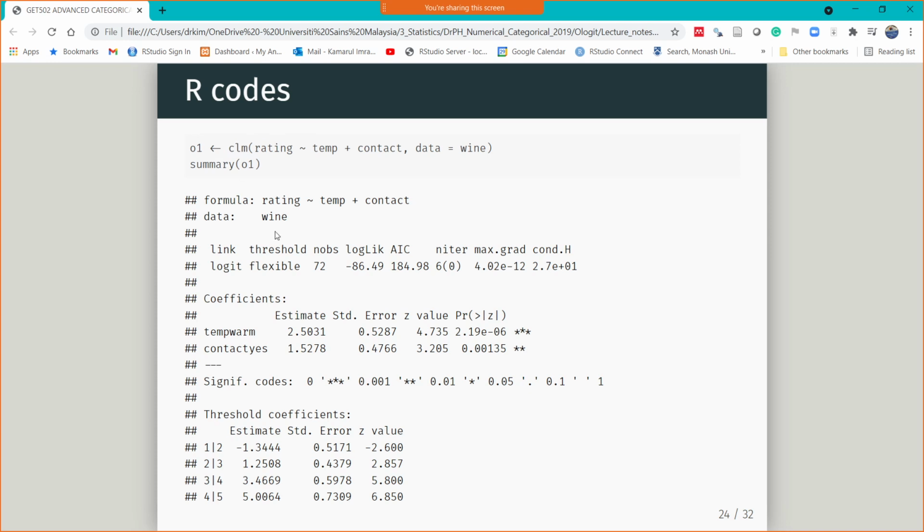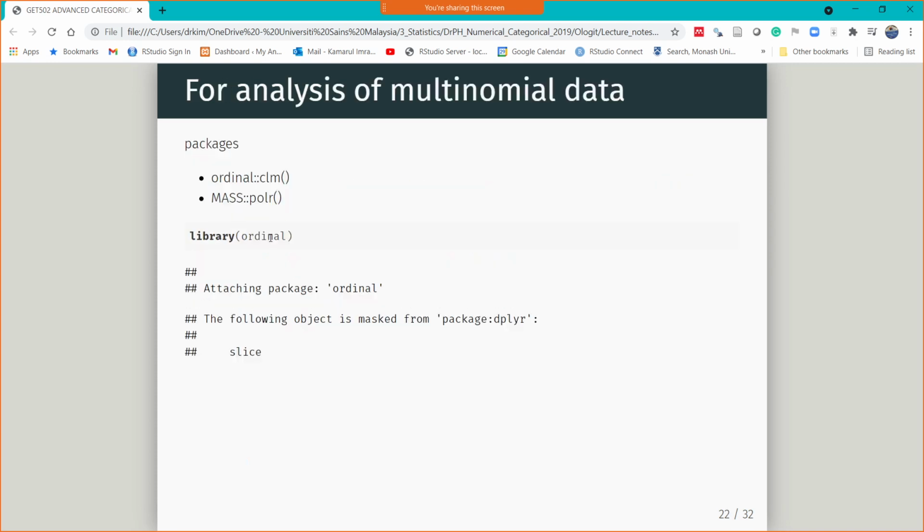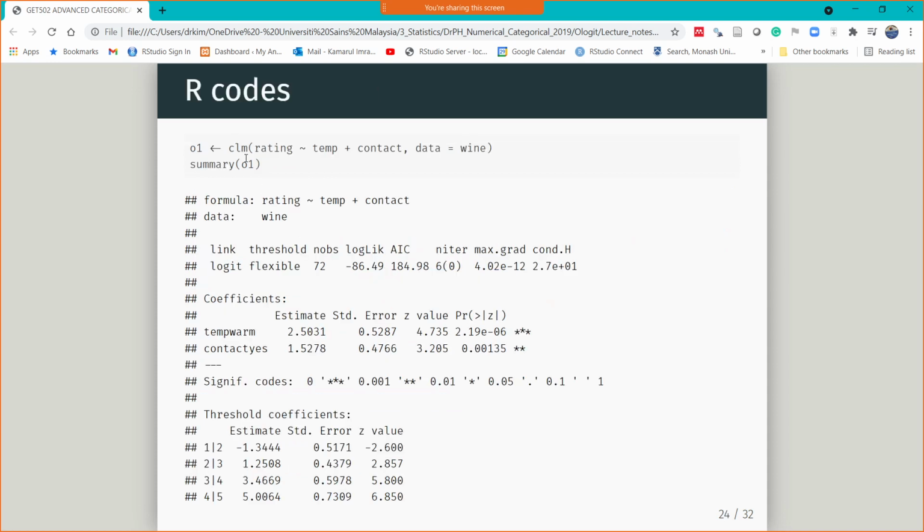So after we activated the ordinal package, we use the function clm. The y or the outcome variable is rating, and two covariates, temp and contact, data wine. So you got the link logit, you got 72 observations. This is the log likelihood, and this is the log odds, right? The log odds, and this is the threshold coefficients.